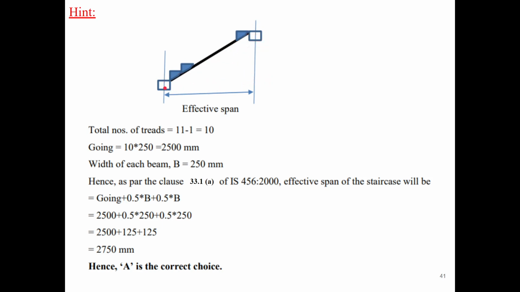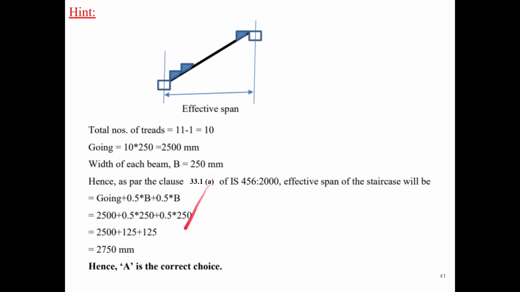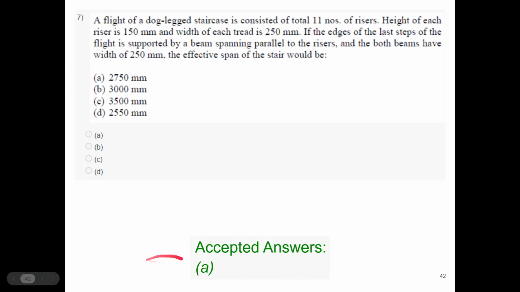So that is the span of the stair. Half of the width here is half of 250, so 125, and here also half of 250, 125. So 125 plus 125 plus this distance, which is 2500. So 2500 plus 125 plus 125, or 2500 plus 250, which is nothing but 2750 millimeter. So A, 2750 millimeter, is the correct choice. Therefore A, 2750 millimeter, is the correct option.